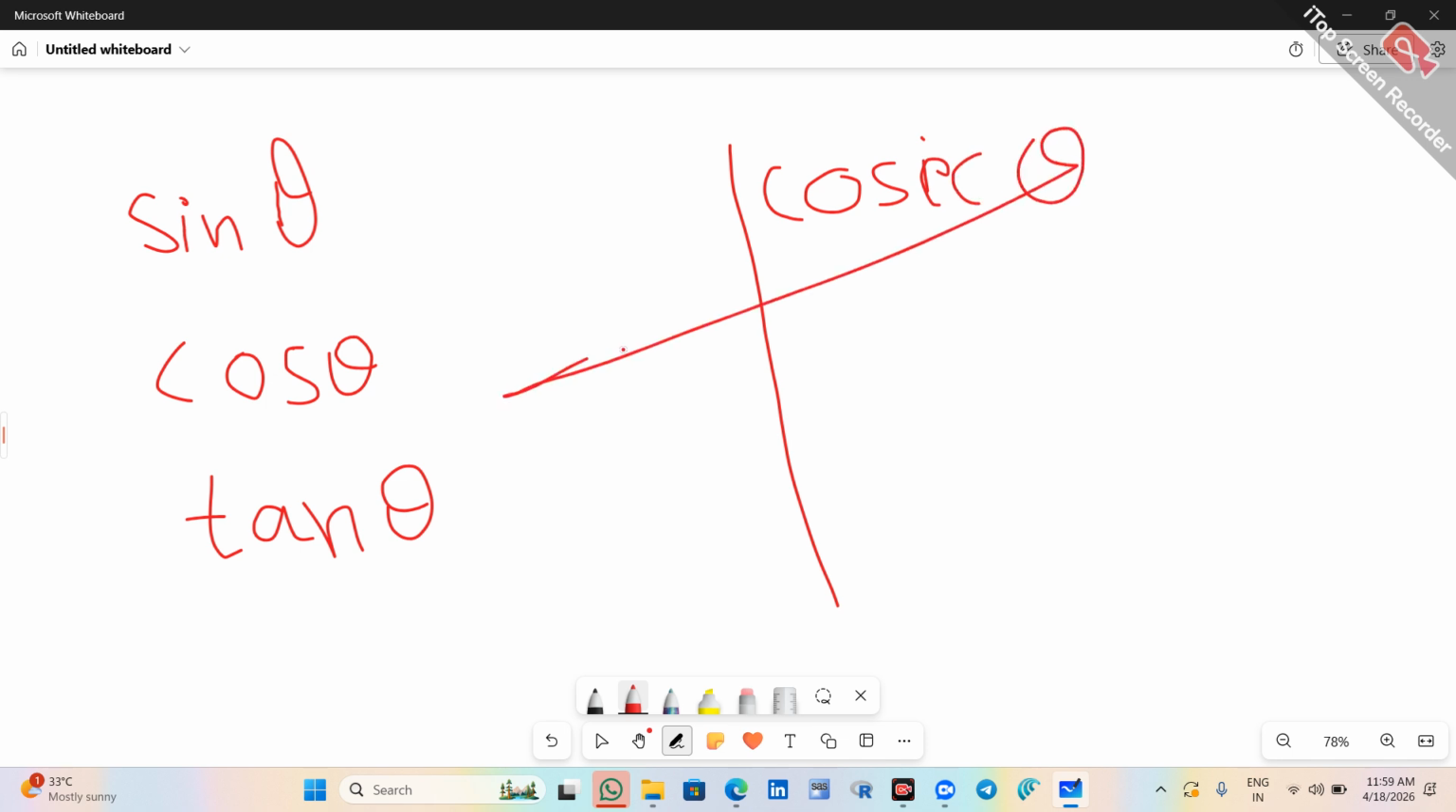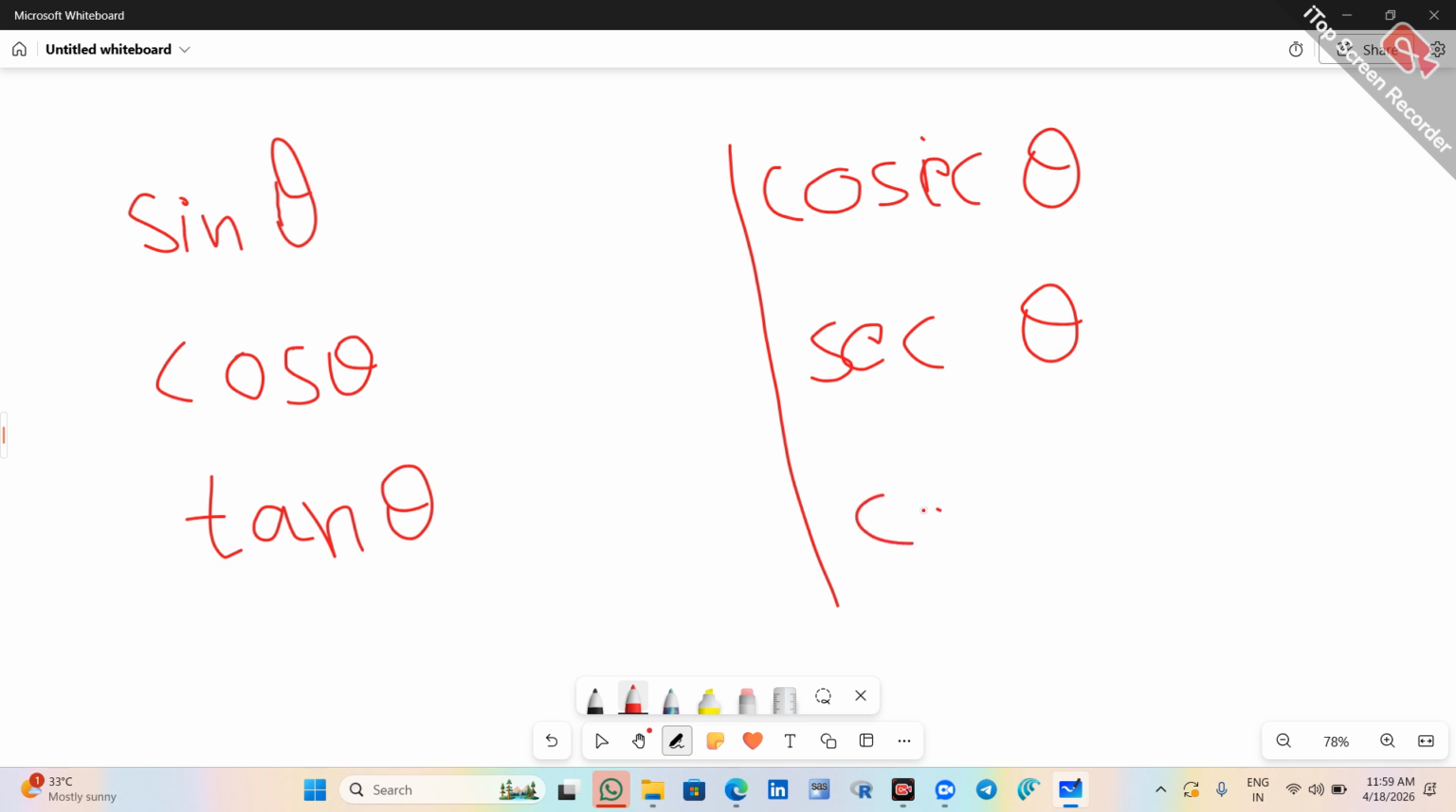Cosecant theta. And for cos theta, the inverse of cos theta will be secant theta. And the inverse of tan theta will be cot theta. The whole trigonometry lies in these six ratios only.